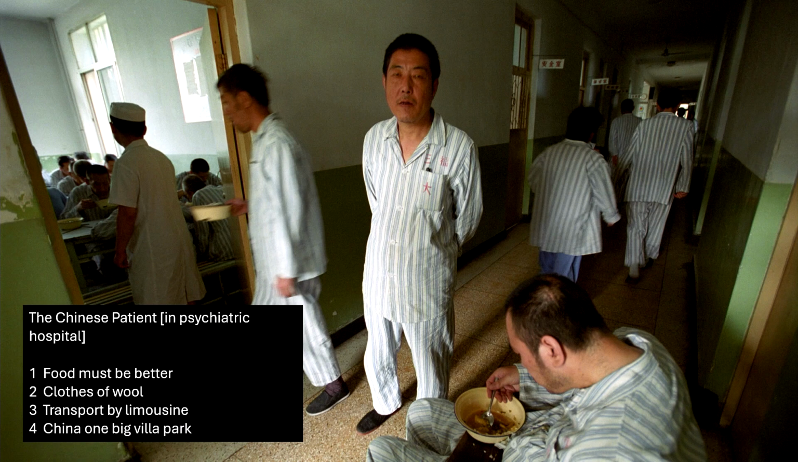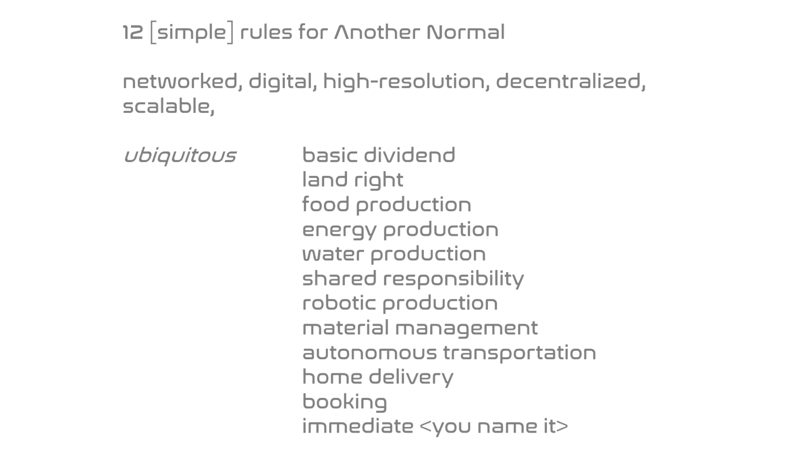Better food, better clothing, probably not like that. Transport by limousine, I think that's very good, because we all want comfort in transport. Actually, we all want automated cars, self-driving cars, that we can lean backwards and be transported from exactly where you come from to where you want to go. And he wants one big villa park, China. I think that's a good idea, and I'll show you why, and why it would be realizable.